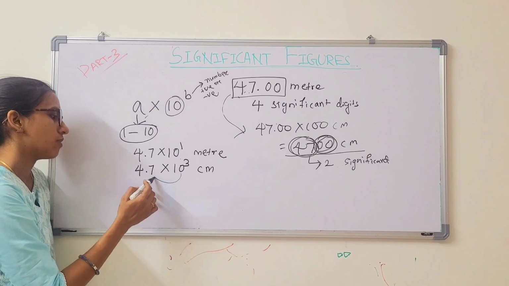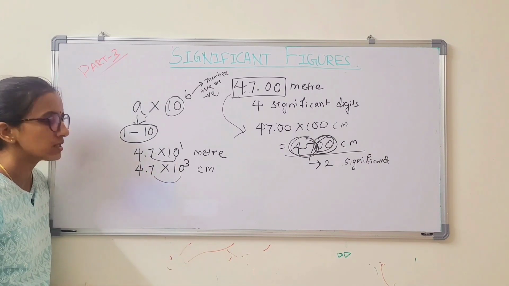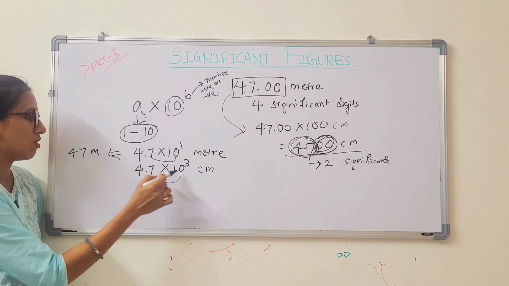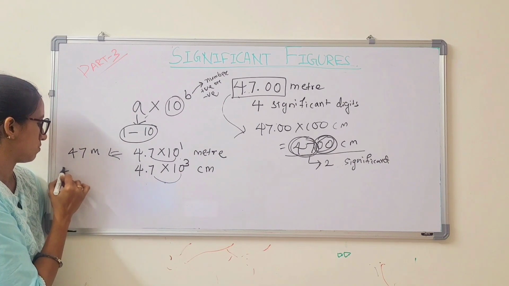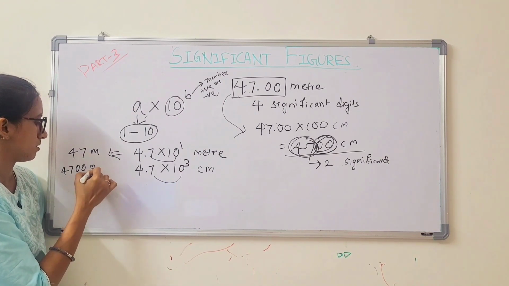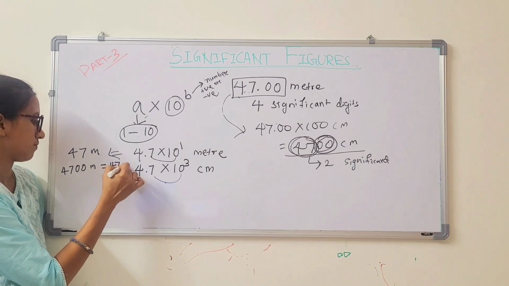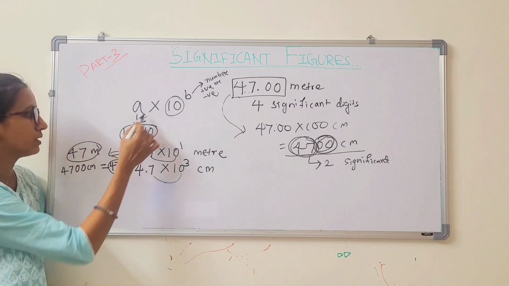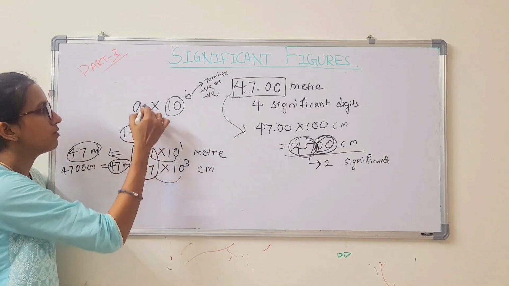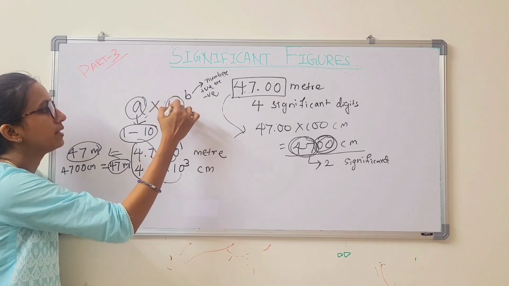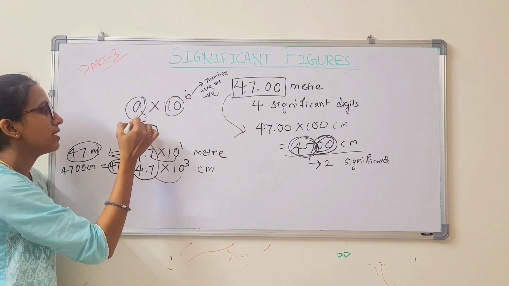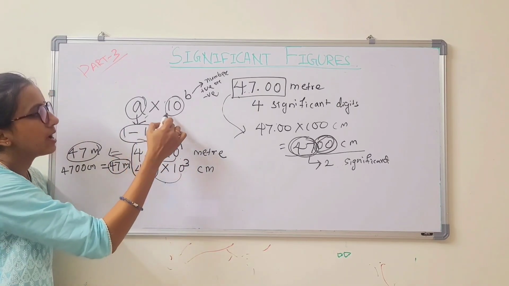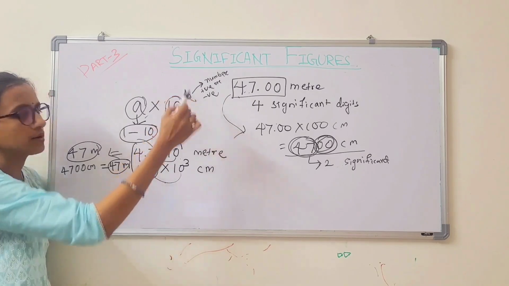So this much value and this much value are both the same. It will give you 47 meter, and this will give you 4700 centimeter, which means 47 meter. So what we do is we represent every quantity in the form of A multiplied by 10 to the power B, where A is a number between 1 and 10 and B is the power.